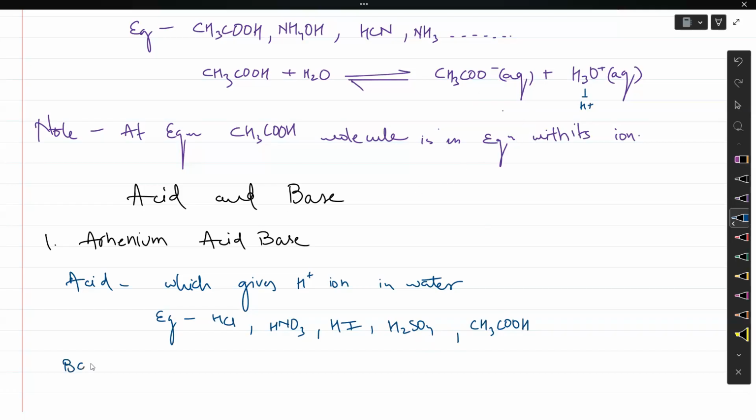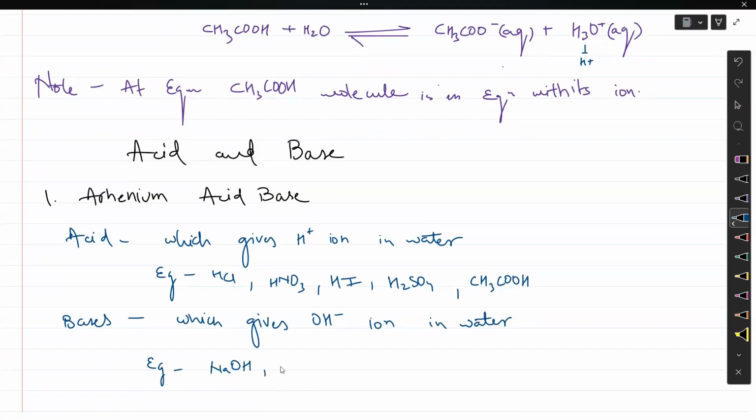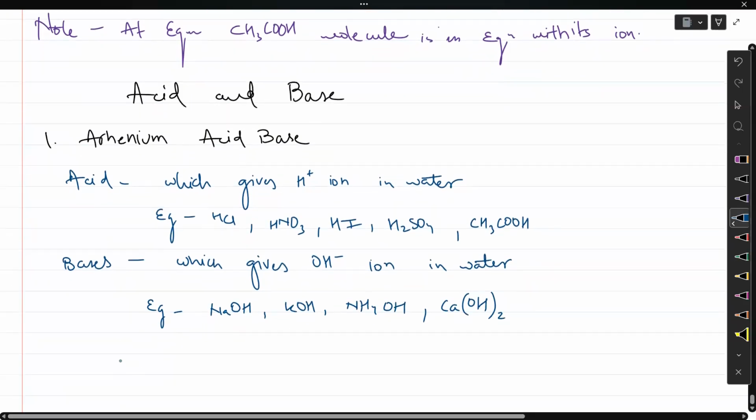What are bases according to him? Bases are those which give OH minus ion in water when we mix them into the water. What are the examples? NaOH, the most famous one, KOH, NH4OH, ammonium hydroxide, calcium hydroxide. Is it making sense? So according to him, acids are what?